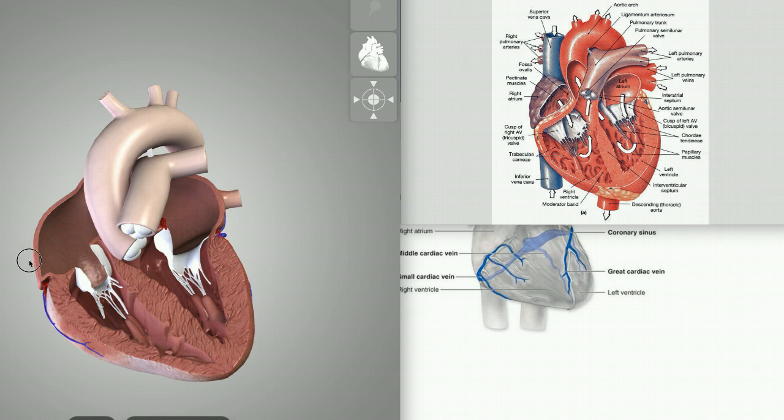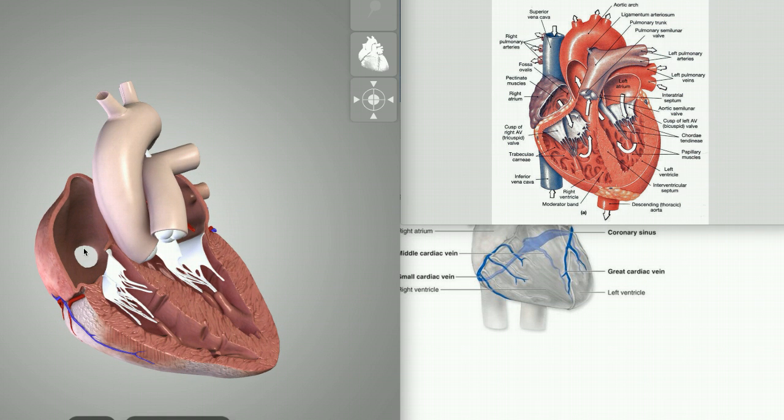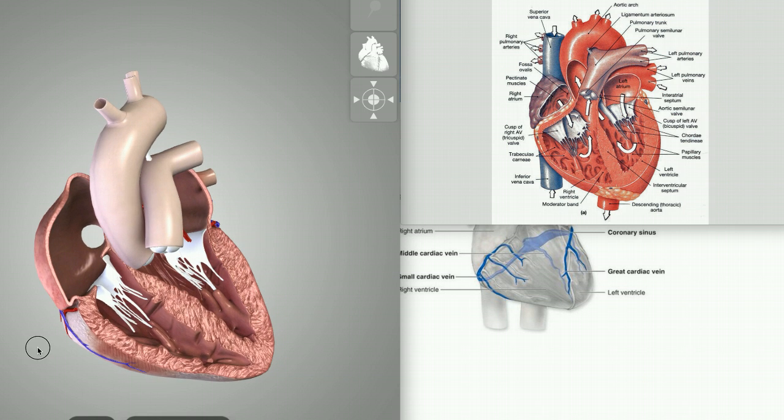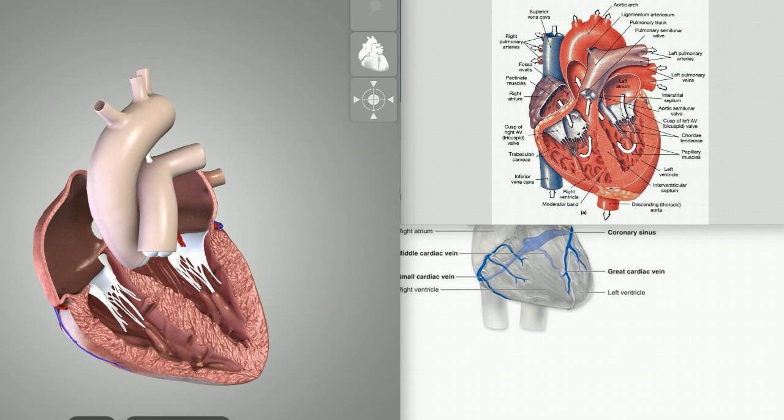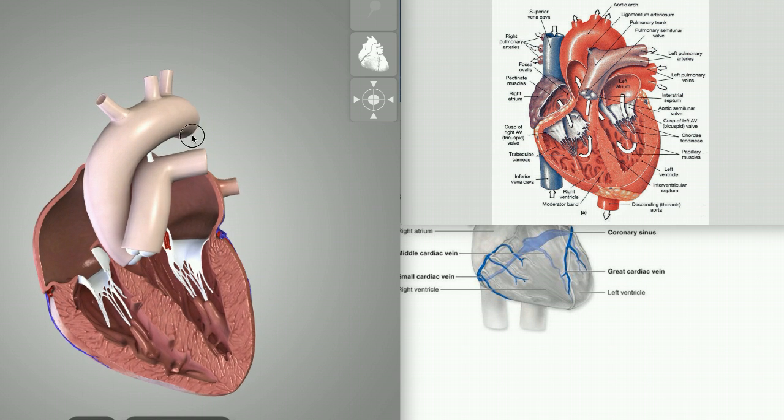Now, there's the coronary sinus that I was talking about, and that's the inferior vena cava hole. The coronary sinus is meant to be somewhere around here, which drains the deoxygenated blood from the heart. And yeah, so that's what the inside of a heart looks like.